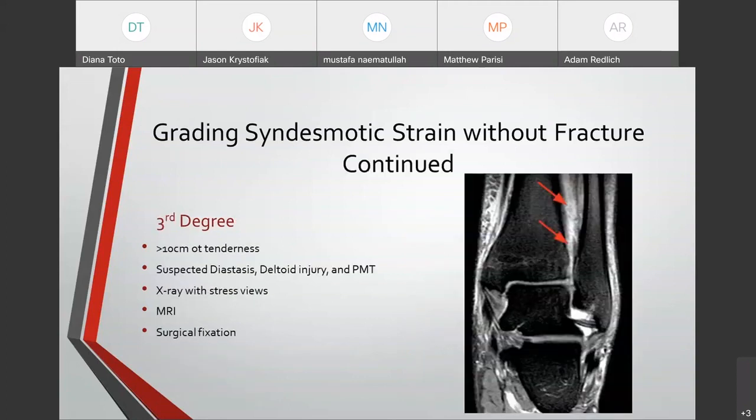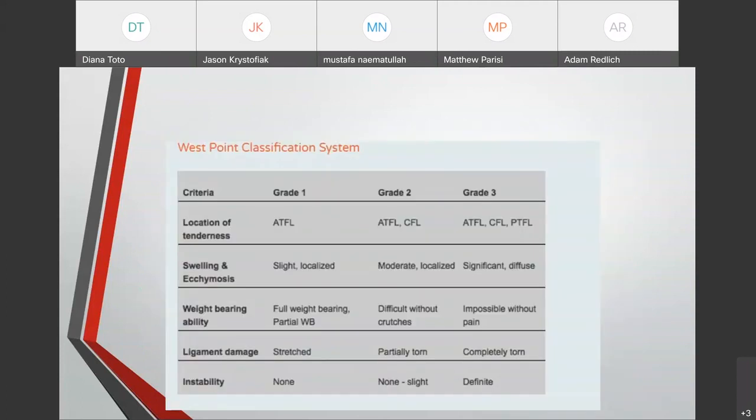And then we have a third degree. So this is higher than 10 centimeters of tenderness, suspect diastasis. There's probably a deltoid injury or a posterior injury as well. X-rays with stress view are always good to get. MRI, again, to see the extent of injury, and also consider CT scanning. These most likely are going to go for surgical fixation.